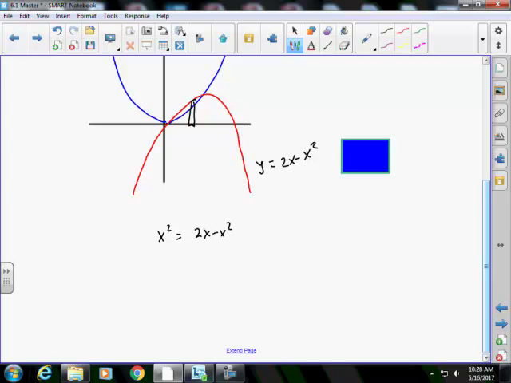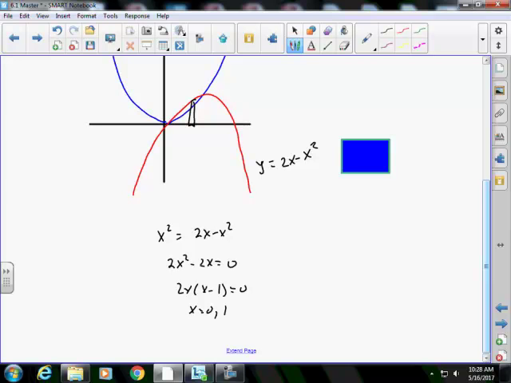I set them equal to each other. I move everything to the one side. 2x squared minus 2x is equal to 0. Factor out 2x, I get x minus 1 equals 0. So they intersect at x equals 0 and 1.